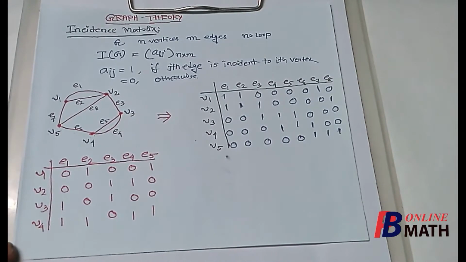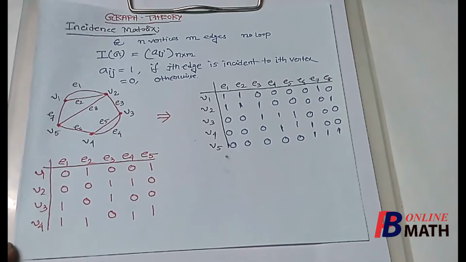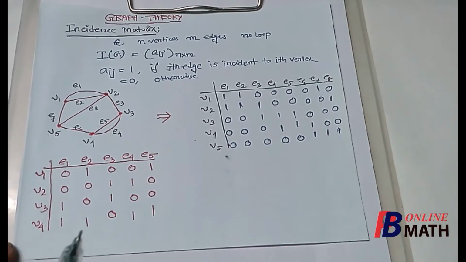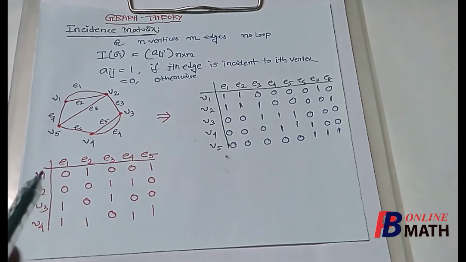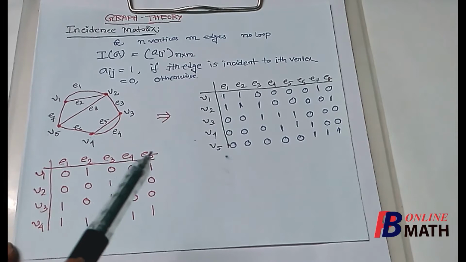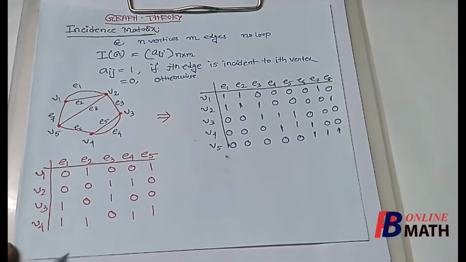Next we consider the reverse problem. That means if the incident matrix of a graph is given, then how to draw this graph? So suppose the question is, this is the given incident matrix. Sometimes these vertices and the edges are not defined, only the matrix will be given.